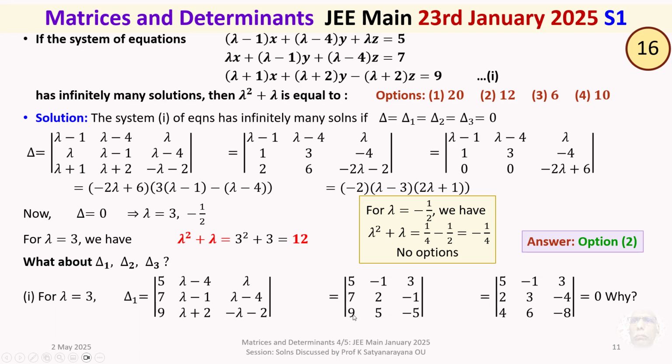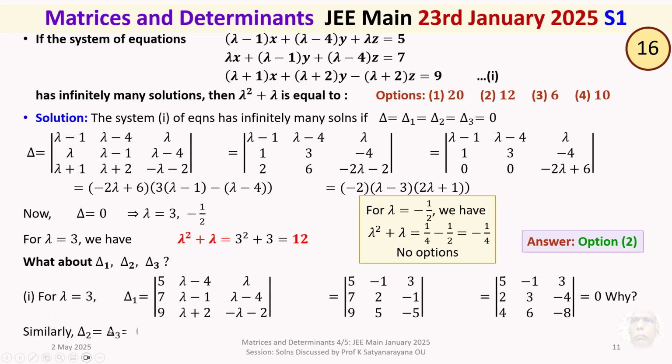And make another elementary row transformation. That is R3 is R3 minus R1. Then you will get 4, 6 minus 8. The determinant is equal to 0. Why? Because second row and the third row are proportional. In any determinant, if any two rows are identical or proportional, then the value of the determinant is 0. That's how you can convince yourself delta 1 is equal to 0.